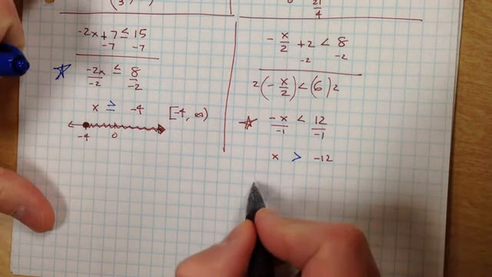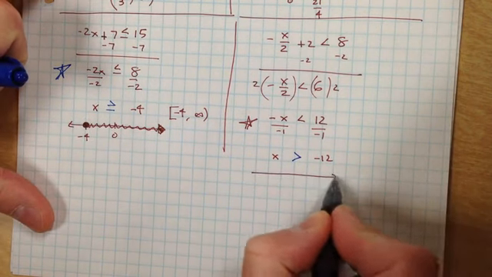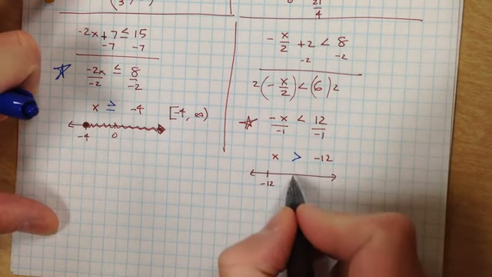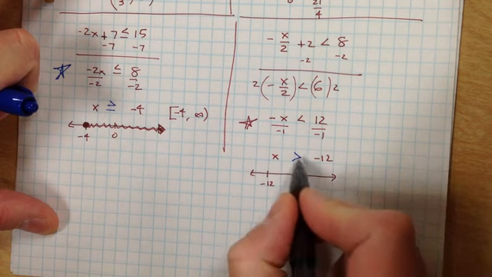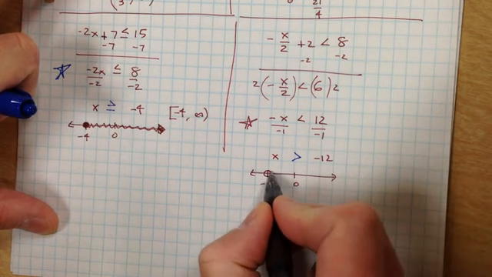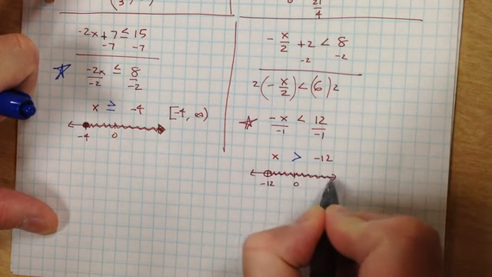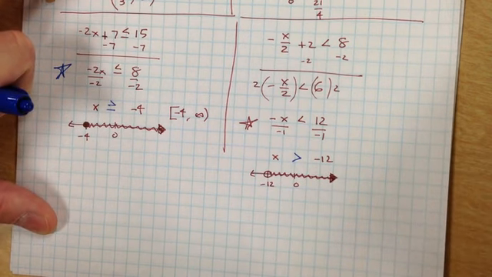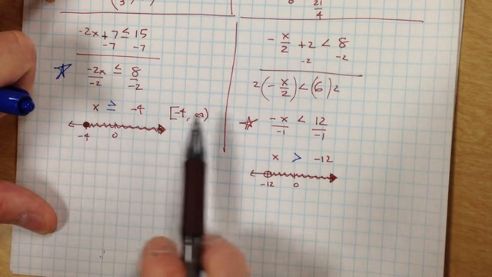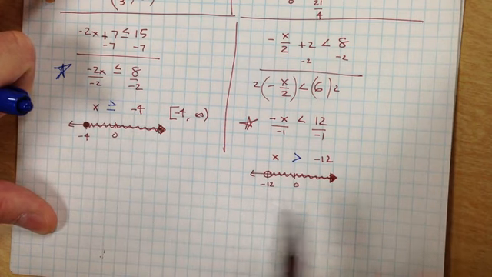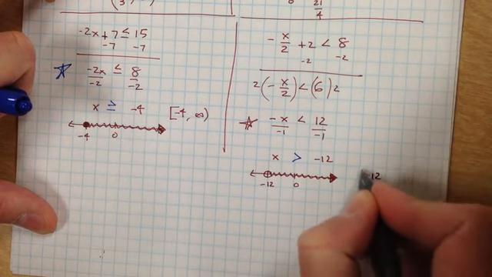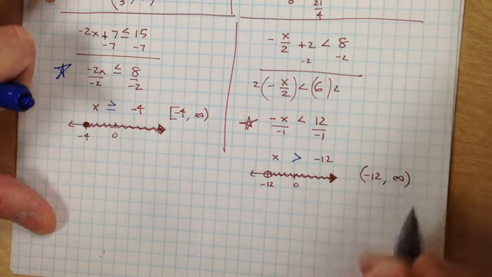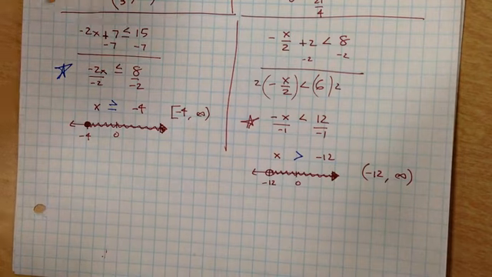If we were to graph it greater than -12, -11, -10, all those things. So it is not included, open circle, greater than, moving in the positive direction. There you go. Interval notation, moving from left to right, we would first encounter at -12, and that is not included, and it goes all the way to positive infinity. There you go.